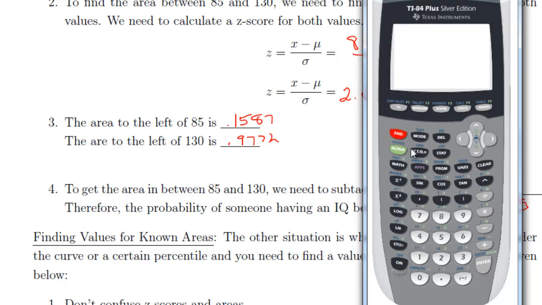What we want to do is go back to the normal CDF. And again, we want to enter our lower bound and our upper bound. And our lower bound here is going to be 85. Our upper bound is going to be 130. Our mean is 100. And our standard deviation is 15. Lower bound, upper bound, mean, standard deviation. Then I hit enter and I get 0.8186 for my final answer.